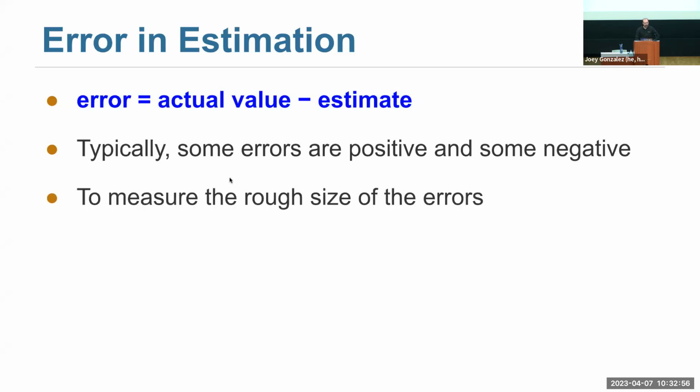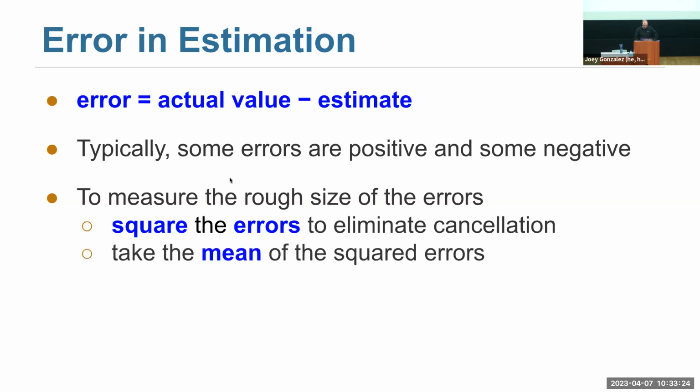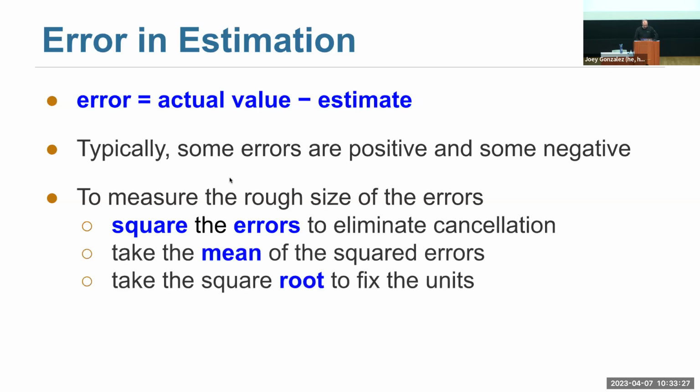So I want to measure the rough size of the errors overall. How would I do that? I got an error for each data point. What should I do? Take the average. We'll see why that's a problem. I'm going to actually take the square, and this is a recurring theme in this class. When I average them, we'll see in a moment, they're going to average to 0. That's annoying. So I'm going to square it so they're all positive numbers, and then I'll take the average of that. So take the mean of the squared errors, and I'm going to take the square root.